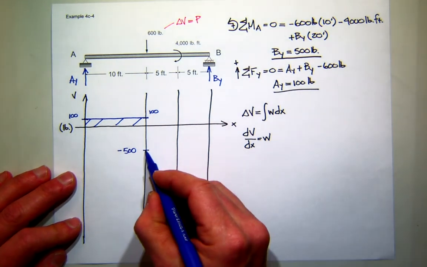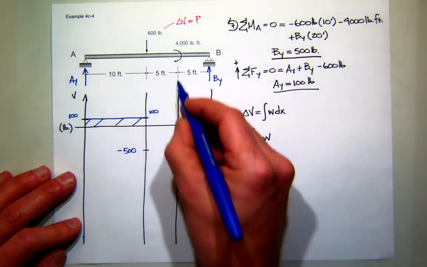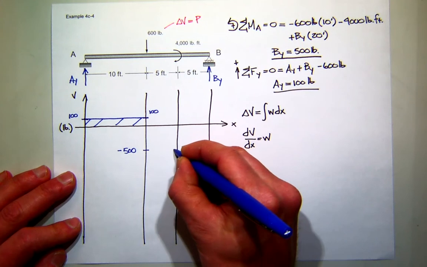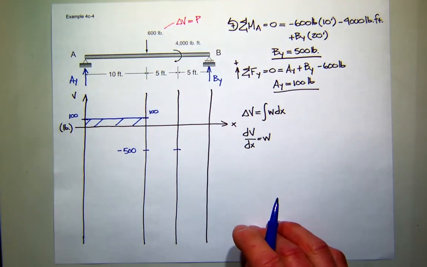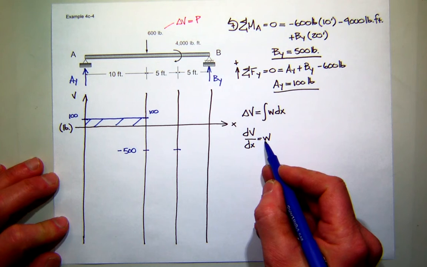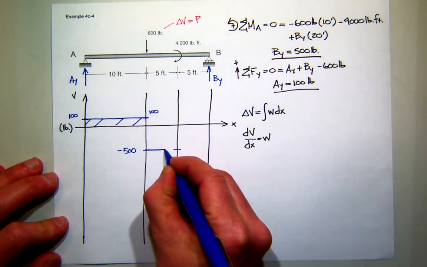What's the change in shear over the next 5 feet? Well, let's go up and see what's happening on the load curve. Well, nothing. So it should stay at minus 500. And the slope of this curve is equal to the value of the load, and the value of the load is 0.